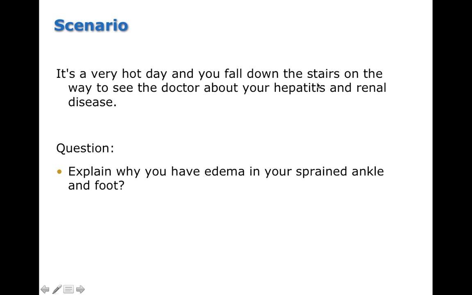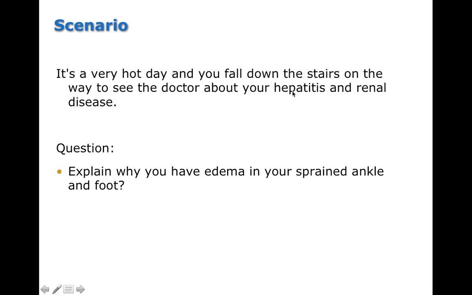So the question then is, what's the relationship of hepatitis to edema, and what's the relationship of renal disease to edema? Well, remember, hepatitis is liver inflammation, and typically with that you see a decrease in liver function. Earlier we talked about how albumin was a plasma protein that helps to mediate colloid osmotic pressure of the capillary. That also draws fluid from your tissue into your bloodstream. Now, if you have hepatitis and you're not making albumin, because albumin is made by the liver, that means your serum albumin levels could be low.